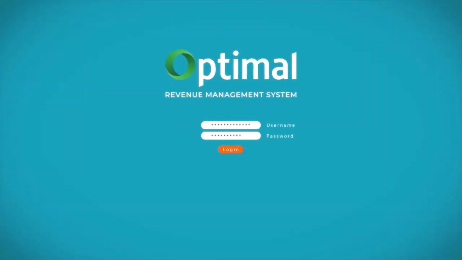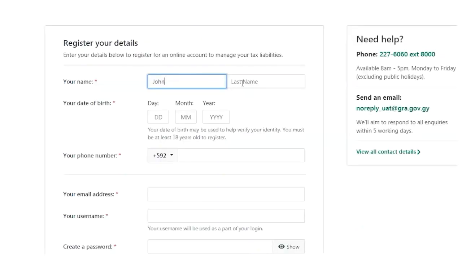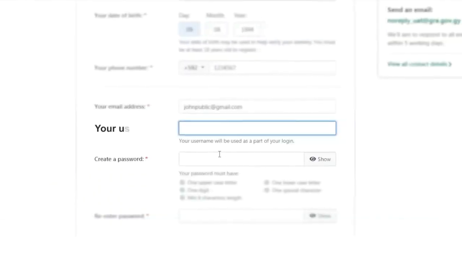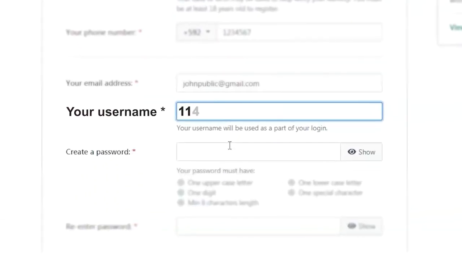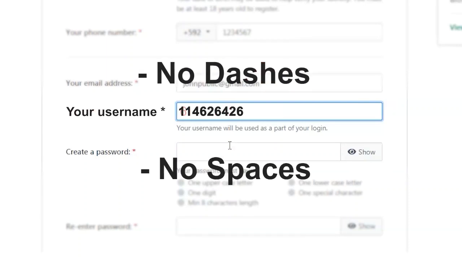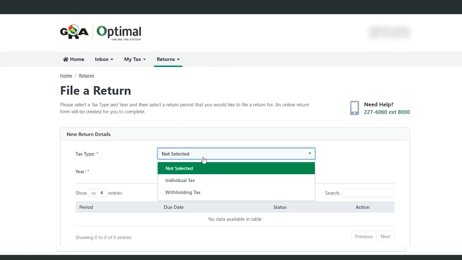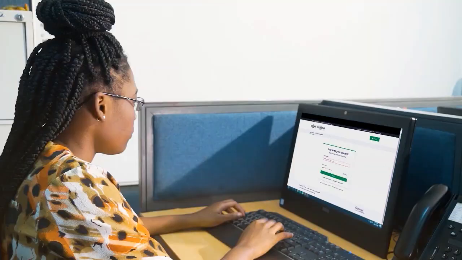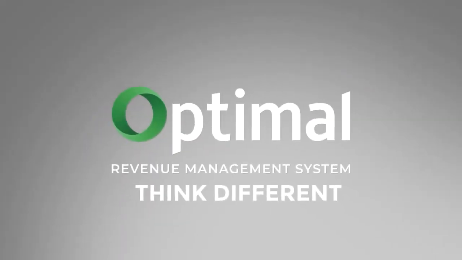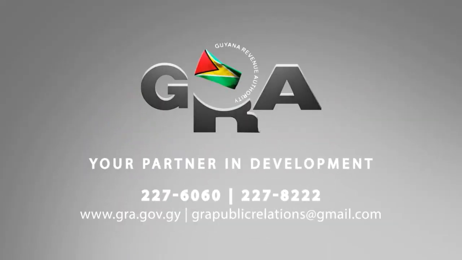The Guyana Revenue Authority is reminding taxpayers signing up for e-services to ensure that they complete their registration correctly. Please be reminded that your taxpayer identification number should be entered in the username row. Additionally, no dashes or spaces should be used when inputting the tax identification number. Remember, registering for e-services allows you to submit your return online at a time convenient to you. Don't delay. Sign up for e-services today.